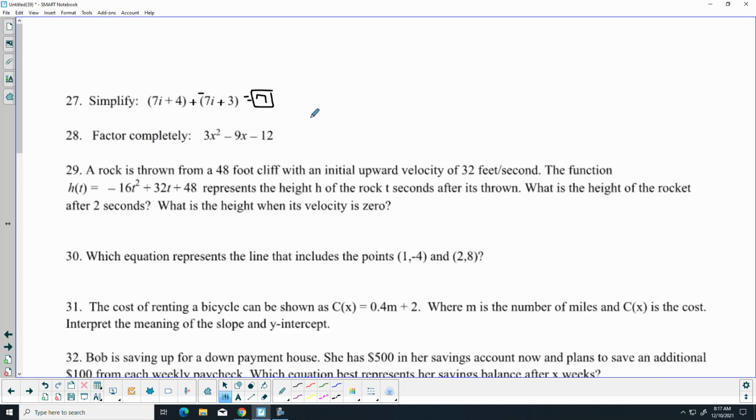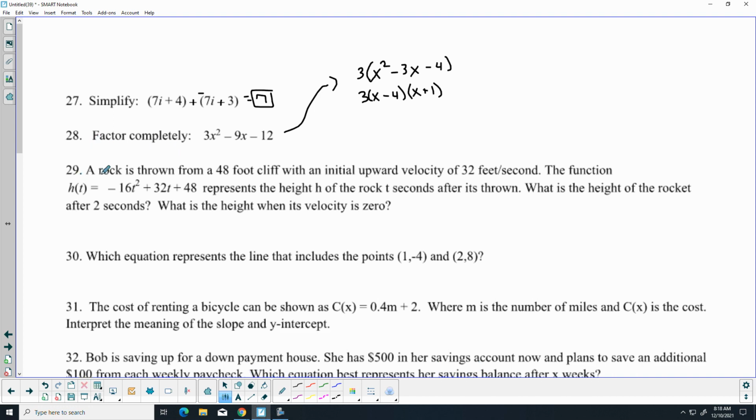28, I need to factor completely. Well, there's a GCF here, so I'm going to pull that out first and get x squared minus 3x minus 4. And then two numbers that multiply to negative 4 and add to negative 3: x minus 4, x plus 1. And there's nothing to solve there because there's no equal sign, and they're asking for it to be factored.